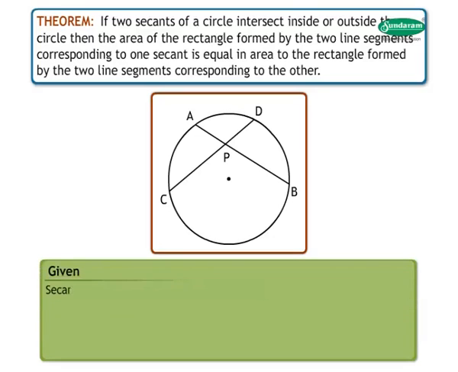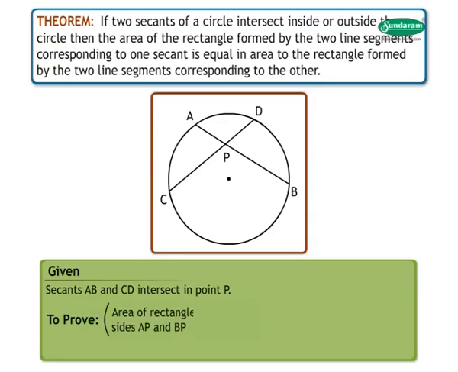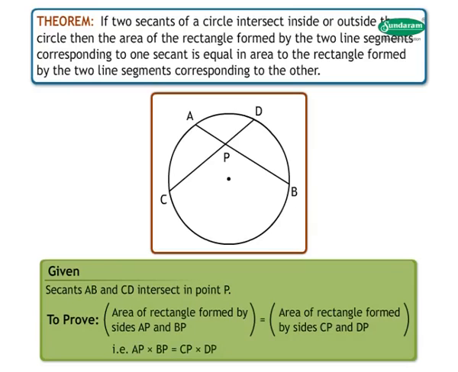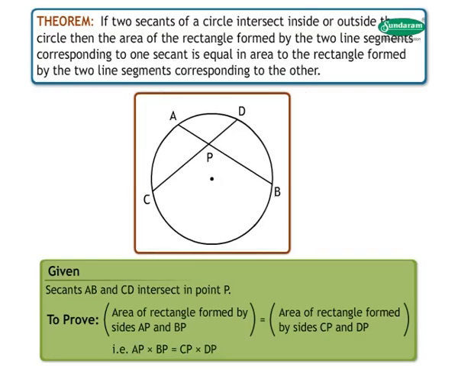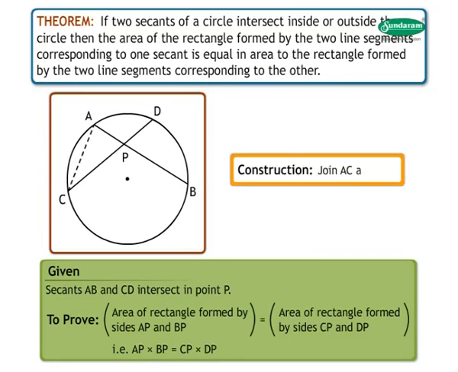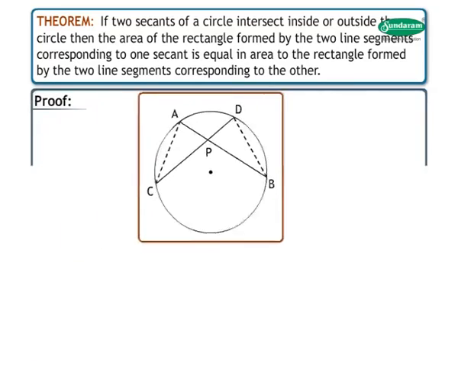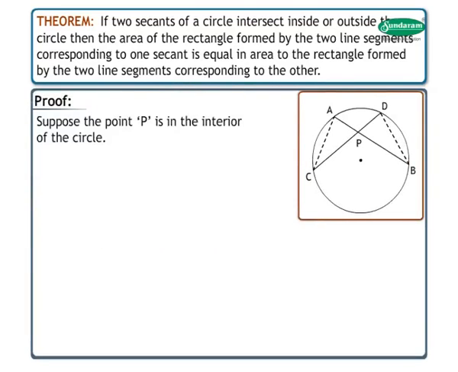Given secants AB and CD intersecting in point P, to prove the area of the rectangle formed by sides AP and BP is equal to the area of the rectangle formed by sides CP and DP, that is, AP into BP is equal to CP into DP. Construction: join AC and DB. Proof: suppose the point P is in the interior of the circle.